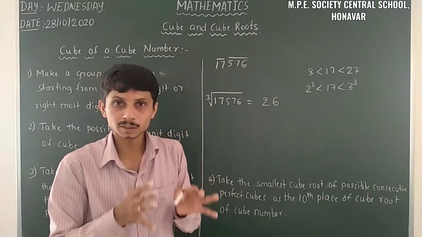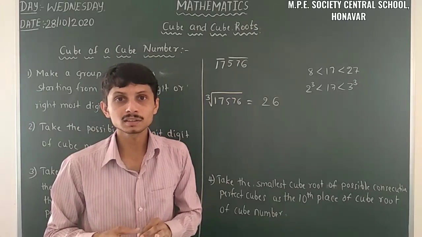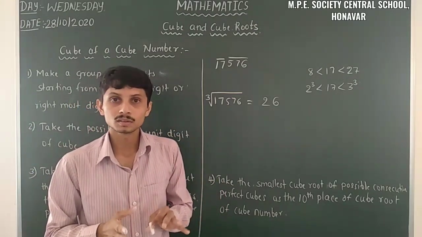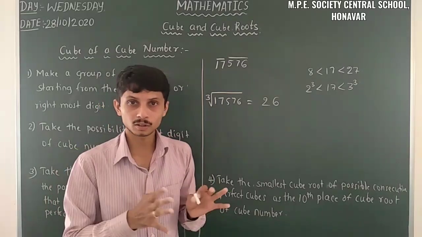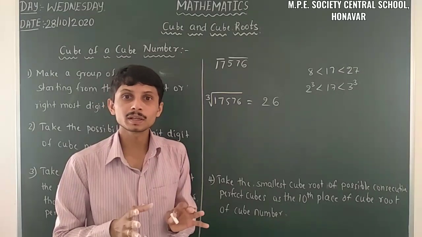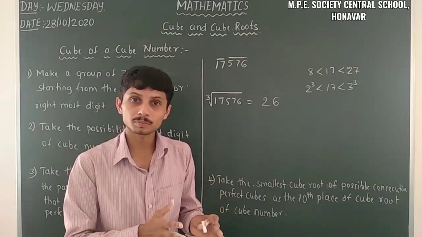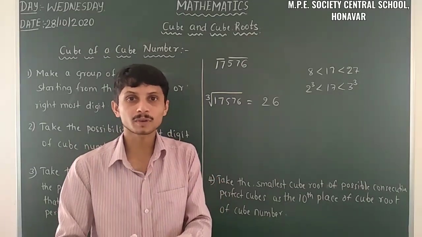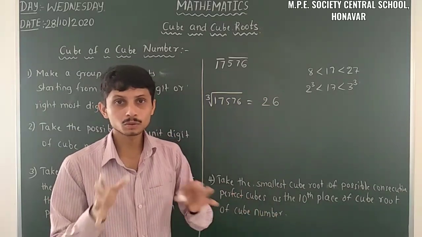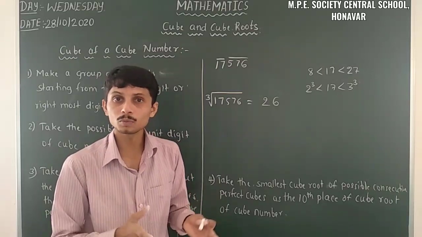Here we discussed what is meant by cube root and cube root through prime factorization. Also we discussed the cube root of a cube number. It is a very easy method to find the cube root. So in examination you have to be aware of which method you are asked for. If it is the prime factorization method, you have to follow the prime factorization method. Don't follow this method.